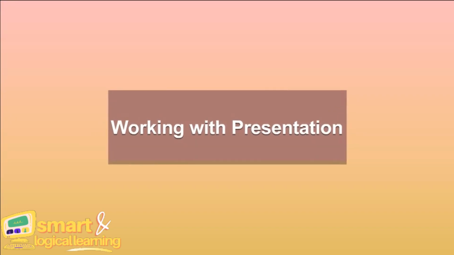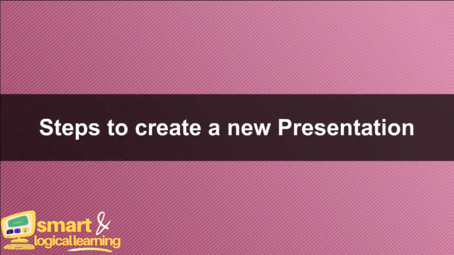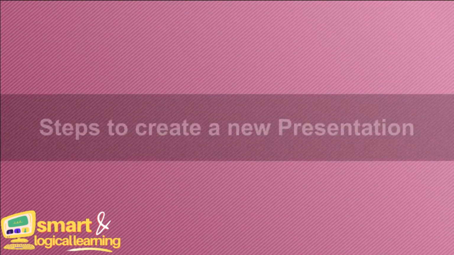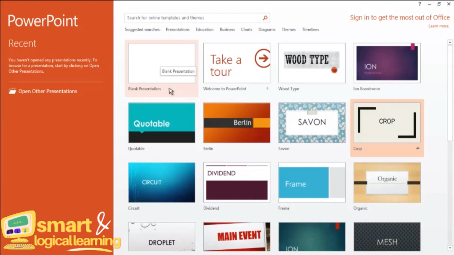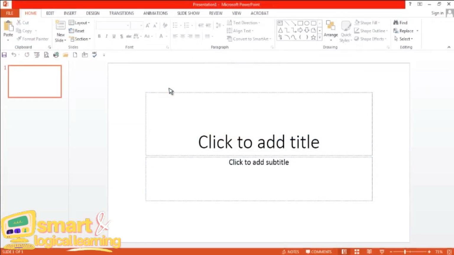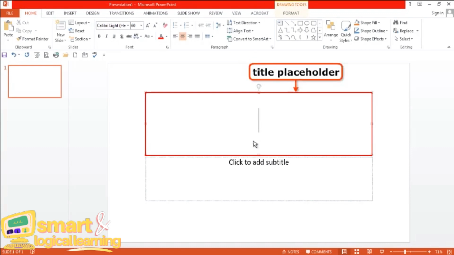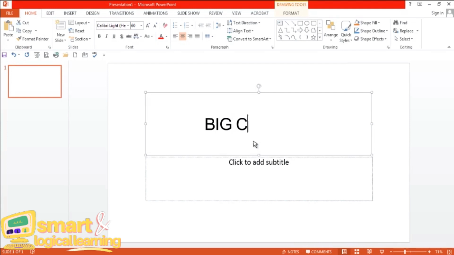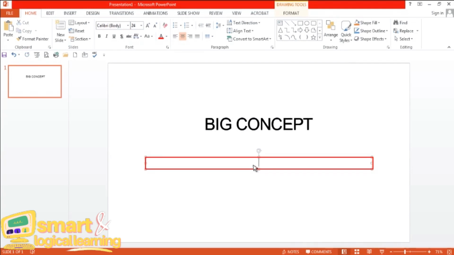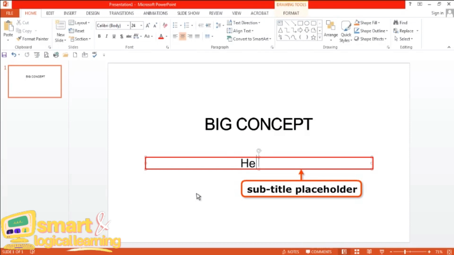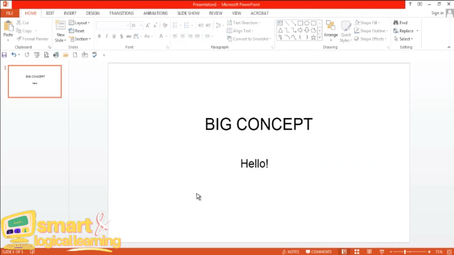Working with presentation. Steps to create a new presentation. Click on the blank presentation button located on the New Presentation Task pane. A slide will appear on the slide pane. Click on the title placeholder to add title to the slide. Type text. Click to Subtitle in the subtitle placeholder to add a subtitle on the slide. Type the name the slide will be created.